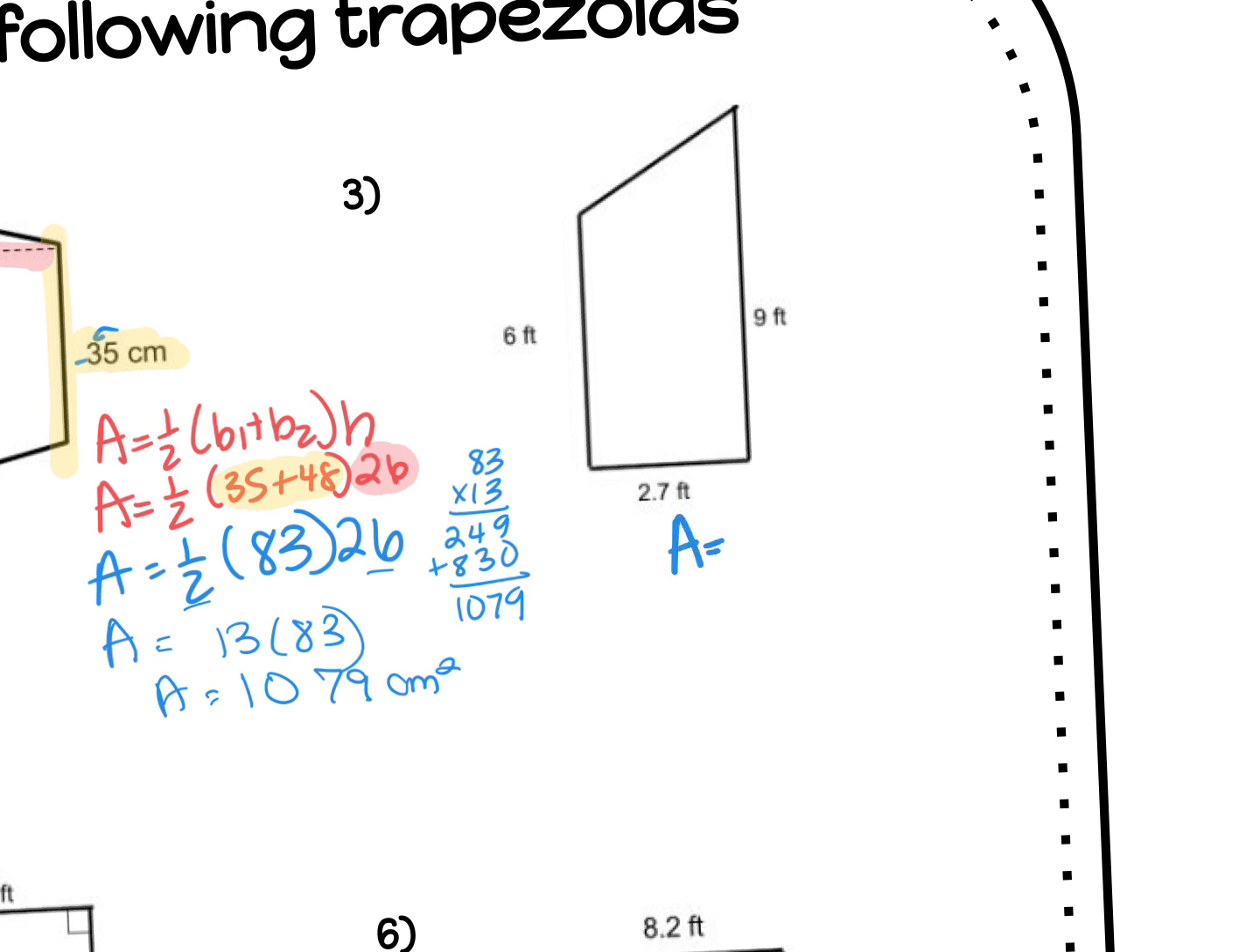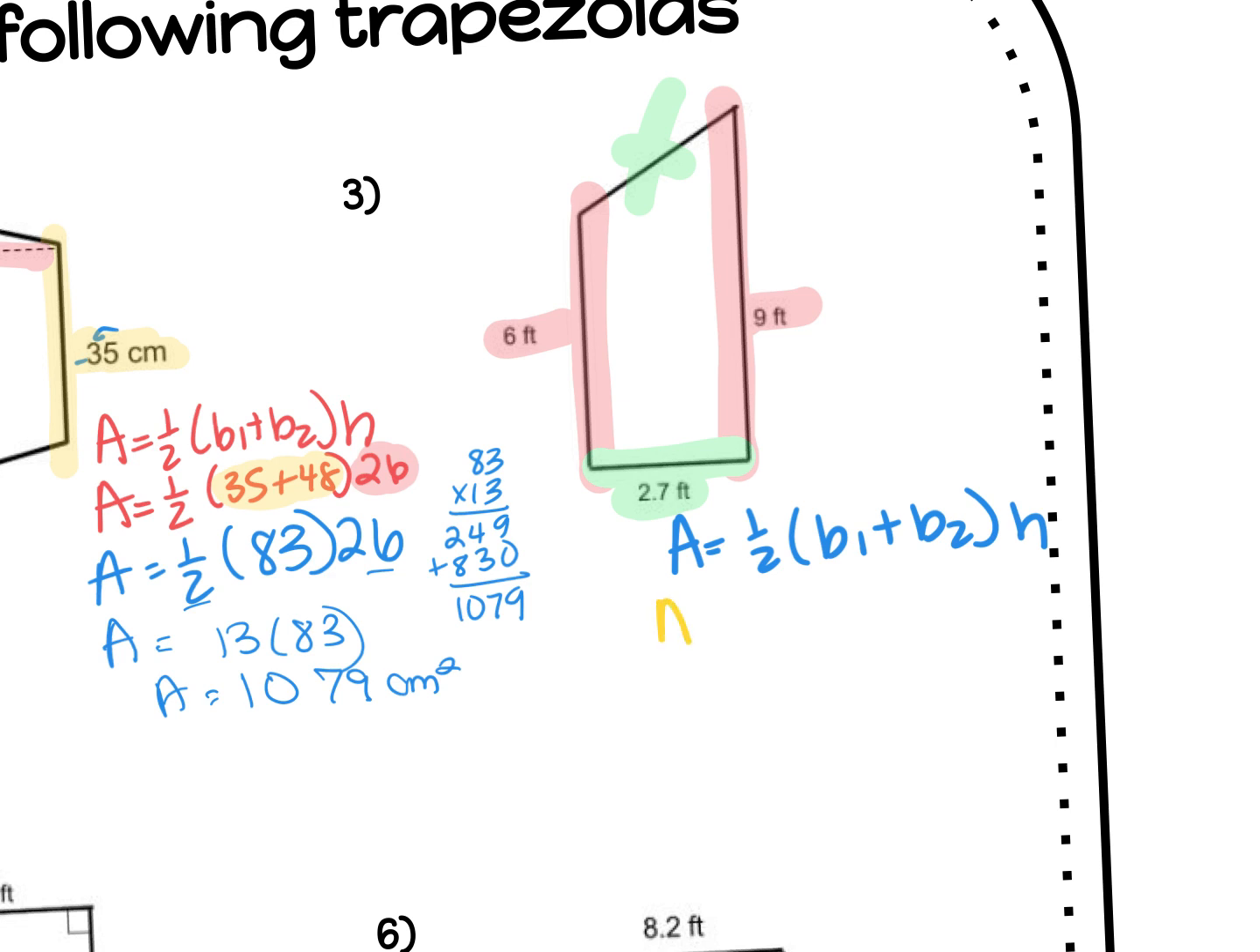Formula, area equals half base 1 plus base 2 times the height. You have to go see which ones are the bases. I'm going to highlight my bases in red. Now, your bases are the ones that are parallel lines. And your height is the one that's straight up and down, not this. I'm going to put an X right there. It's not that one.